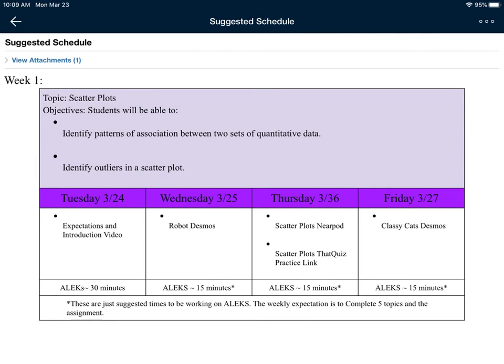Okay, so hopefully you had a successful day with scatter plots with Nearpod and that quiz, and that ALEX is taken care of. And I'm looking forward to tomorrow because we're going to be looking at some classy cats.